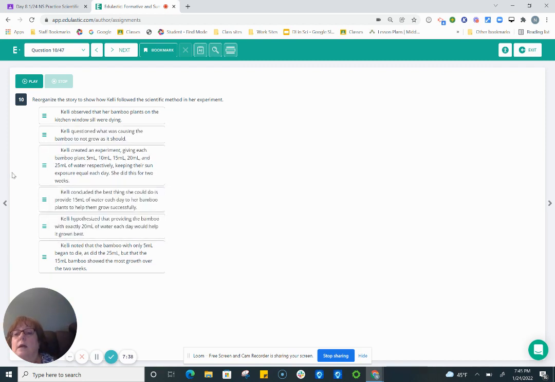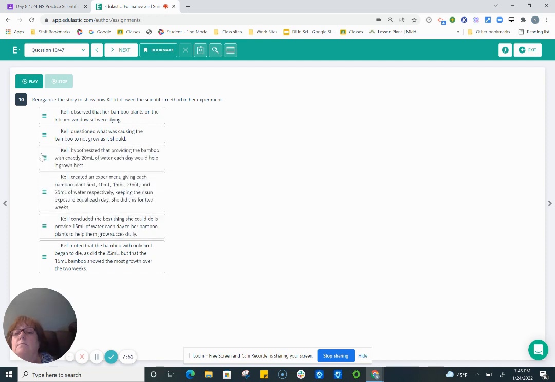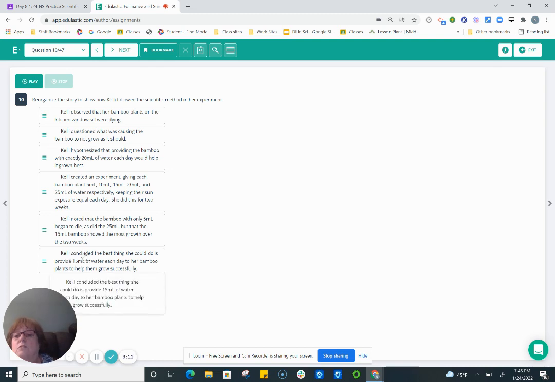And of the next choices, she would probably hypothesize how much water the plants needed. Then she could design her experiment to see what would be the correct amount of water. So she got her results, and only the 15 milliliter one showed the most growth. So then she drew a conclusion. And that's how you set those up.